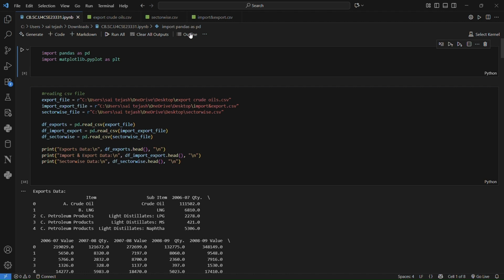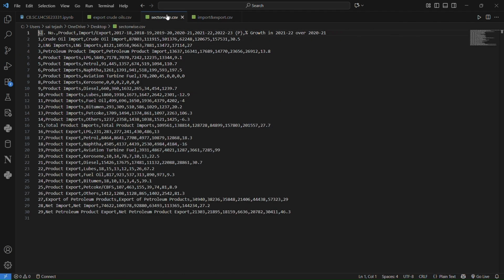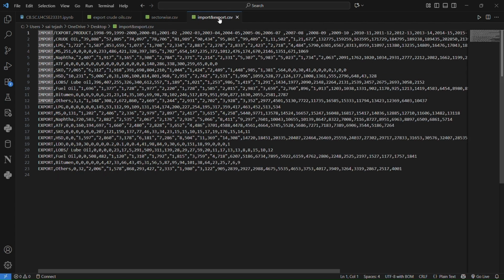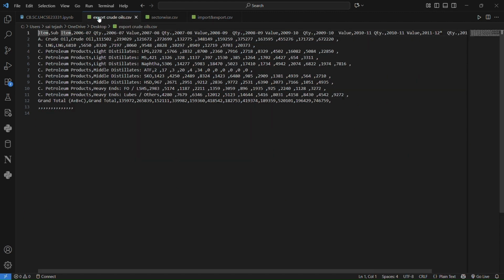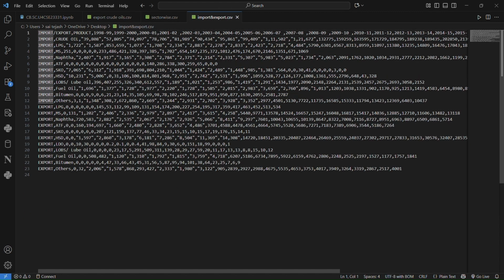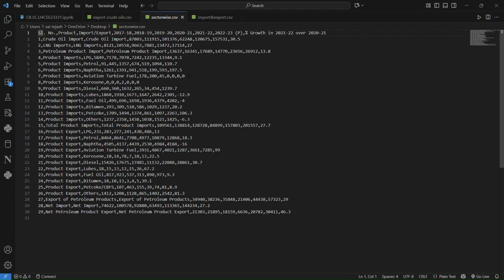Here, for solving 5 questions, I have used 3 CSV files. First one is export crude oils, second one is sector-wise, and third one is import and export CSV file. The exports data shows values of crude oil exports, and the import and export data includes the values of both imports and exports, and the sector-wise consumption data shows how petroleum is consumed across different sectors.